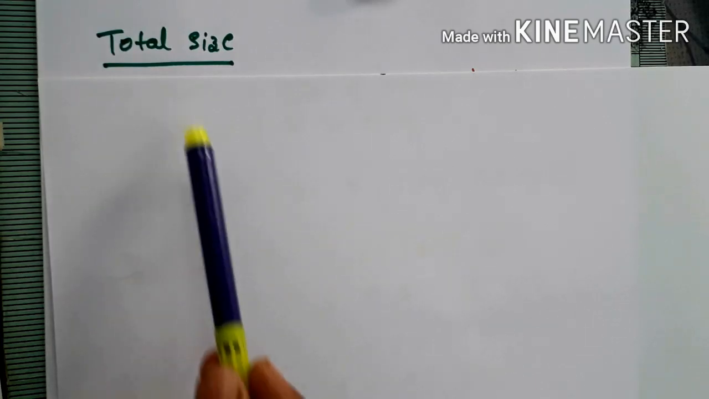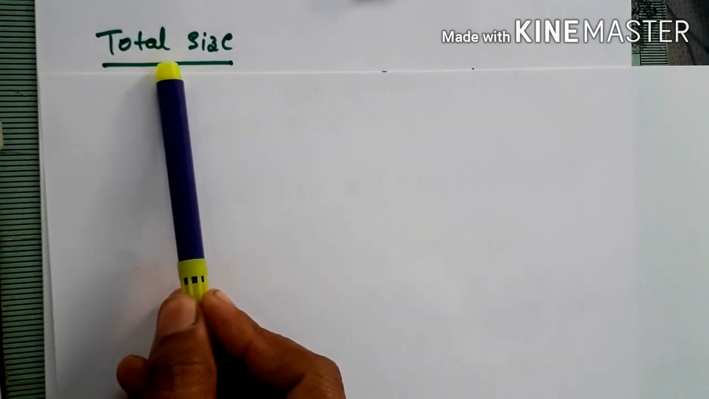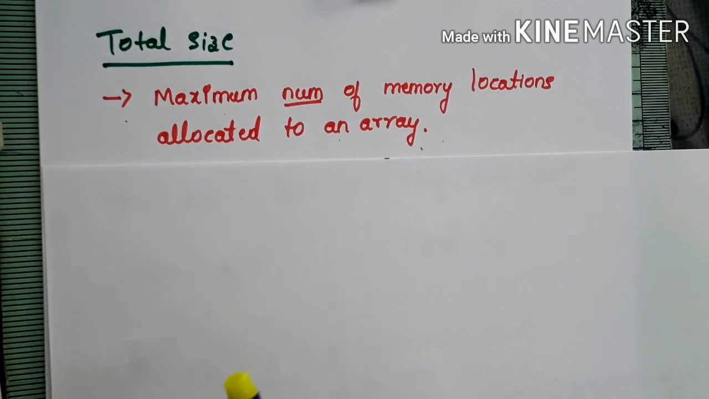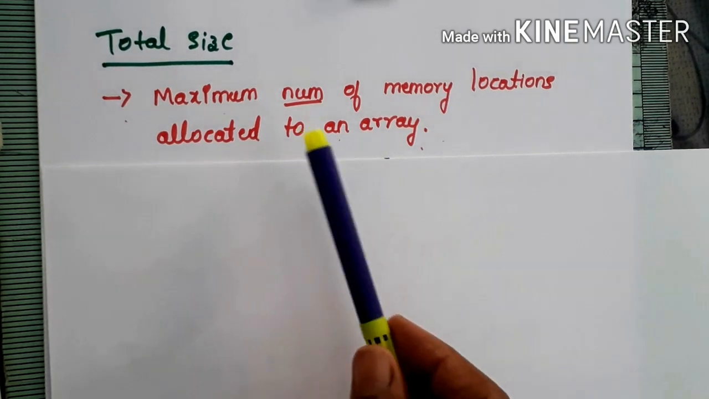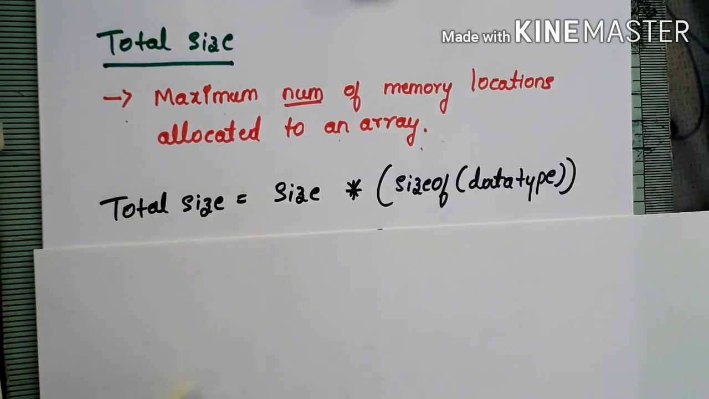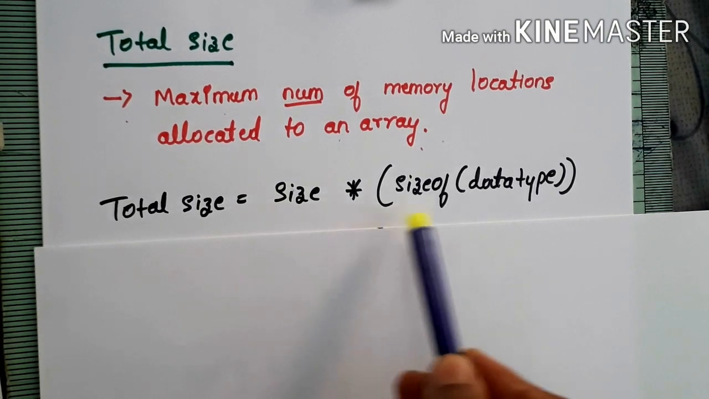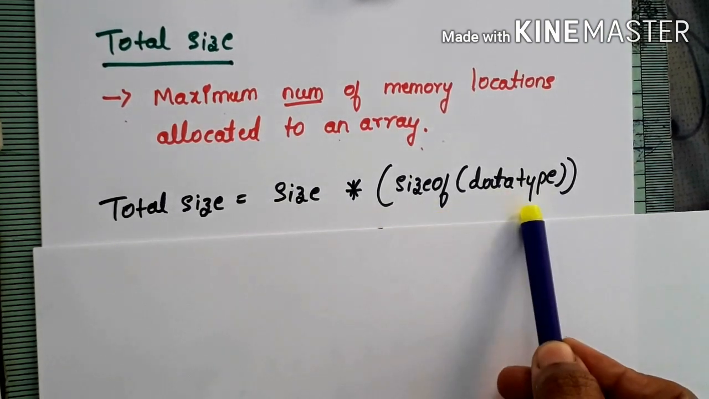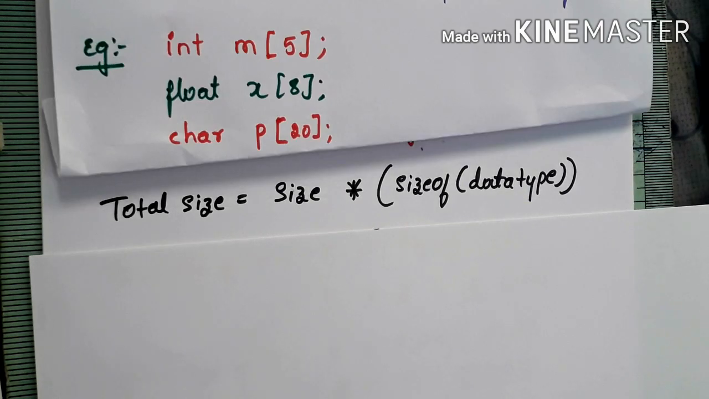Next, we will find out the total size of the array. Total size of an array is defined as the maximum number of memory locations that are allocated to an array. The formula to find out the total size of the array is size into size of data type of the array. Now we will find out the total size of the arrays that we have declared before.